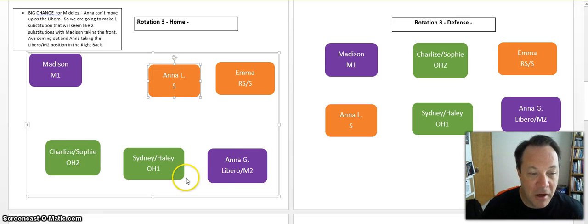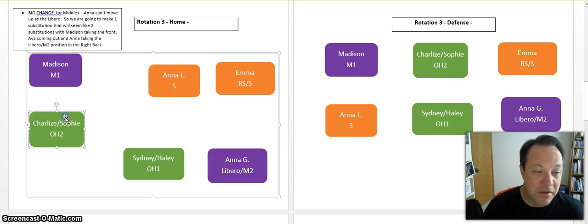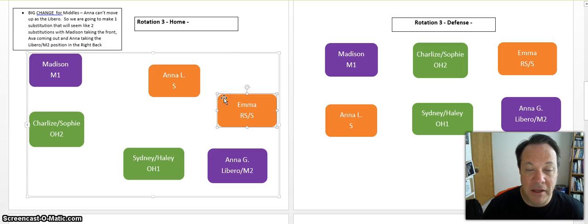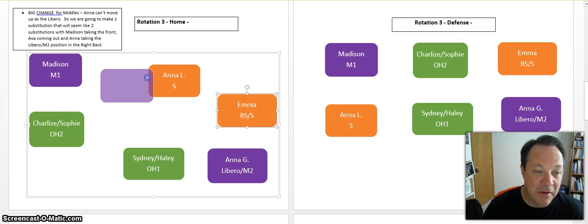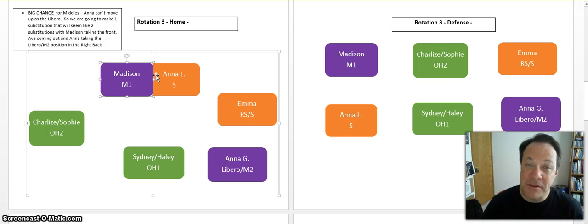received back here by our back row, Anna can then go to set either in the corner for Charlize or Sophie to hit, or it could be where Emma, who is behind her, could be the right side hitter, or it could be where Madison moves in and does a middle, hitting from the middle. So that's basically rotation 3.